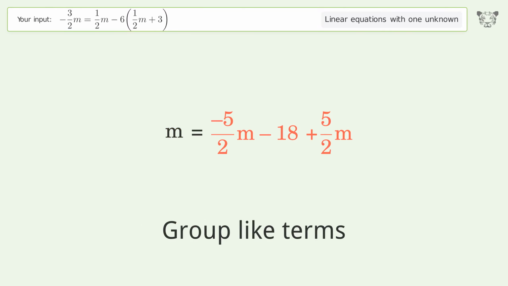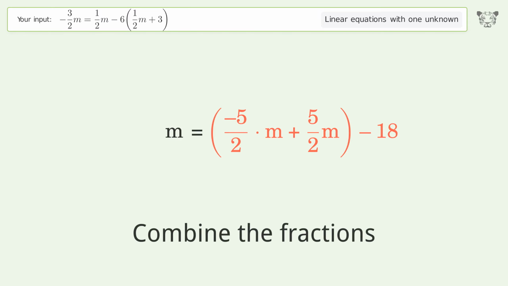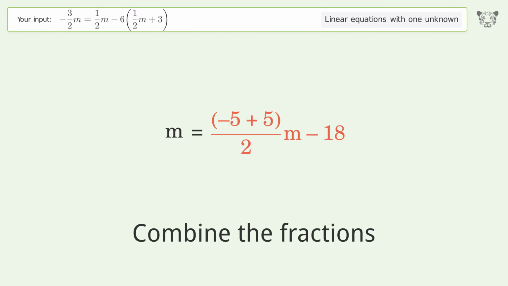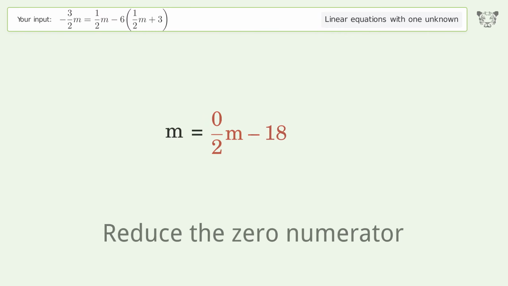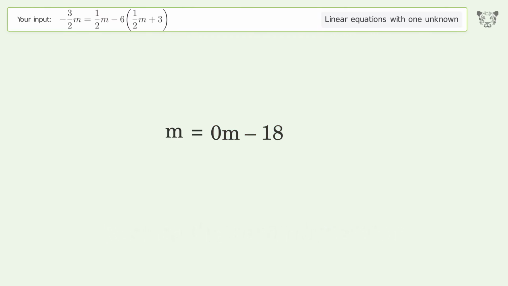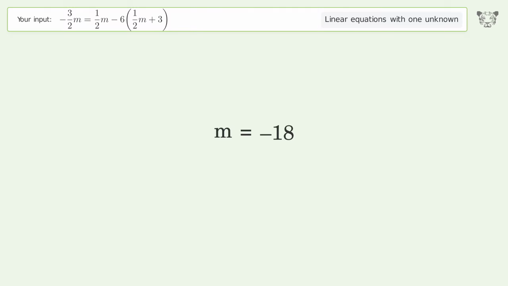Group like terms. Combine the fractions. Combine the numerators. Reduce the zero numerator. Simplify the arithmetic. And so the final result is m equals -18.